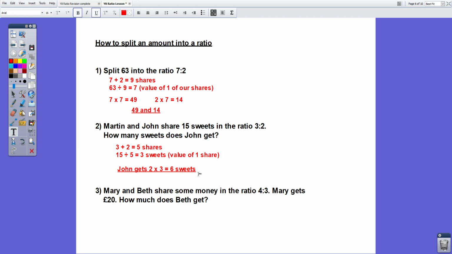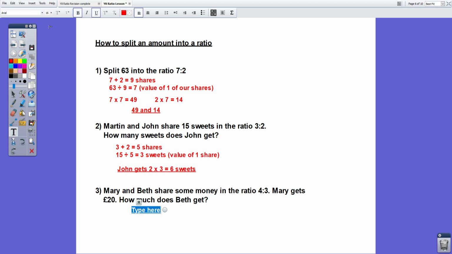Finally, number 3, Mary and Beth share some money in the ratio 4:3. That means Mary's getting 4 shares, Beth's getting 3 shares. Mary gets £20. How much does Beth get? Now this is slightly trickier because we're not told how much money they're sharing in all.